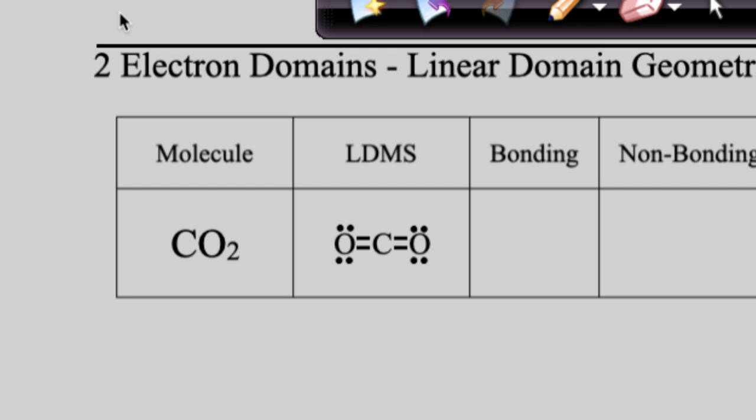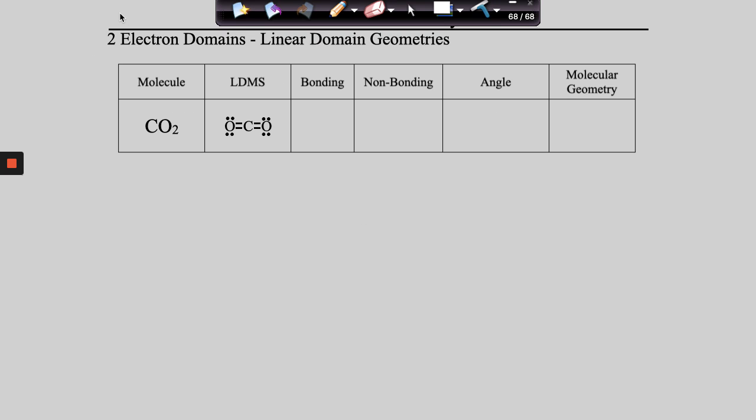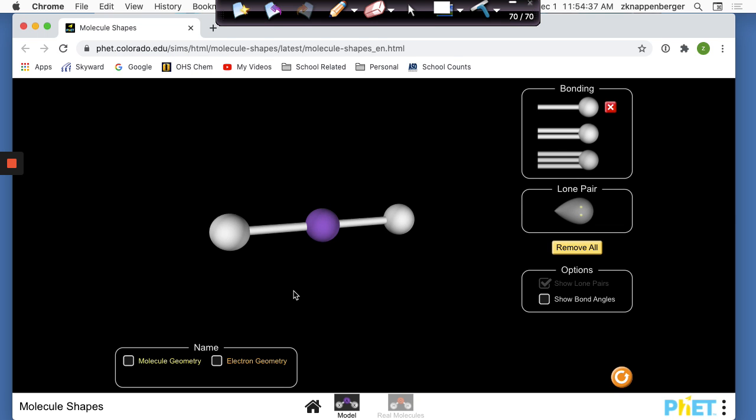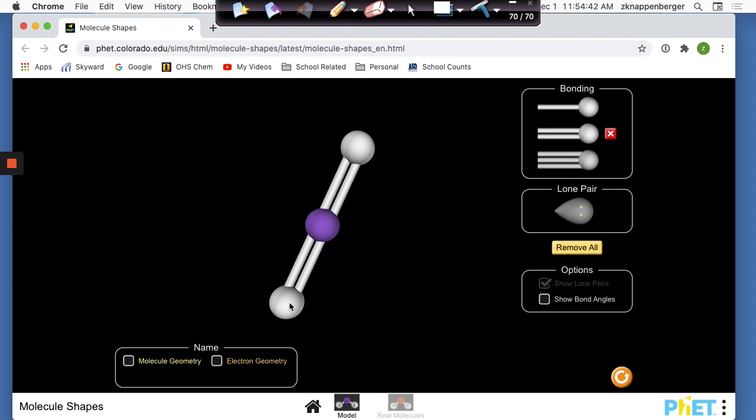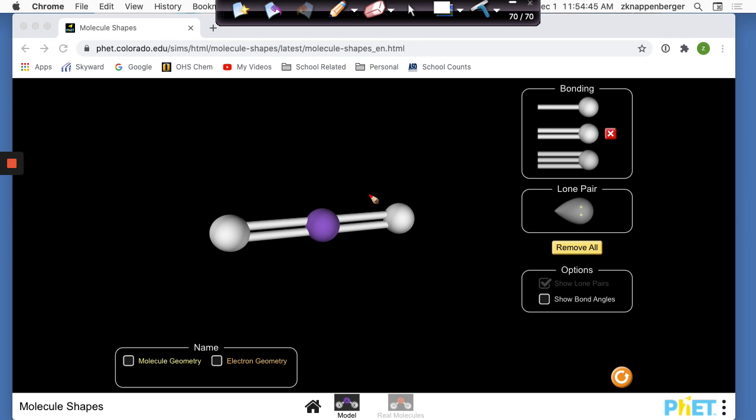Just like so. Okay, so now that you've had the opportunity to draw this molecule, here we go. So we've got 2 bonding domains. Of course, that means around the central atom we have no non-bonding domains. And so let's take a look at what this looks like. Carbon double bonded to 2 oxygens. So clean this up. There's our carbon in the middle, double bond there, double bond there. Grab it and spin it. And sure enough, there's our 180 degree angles.